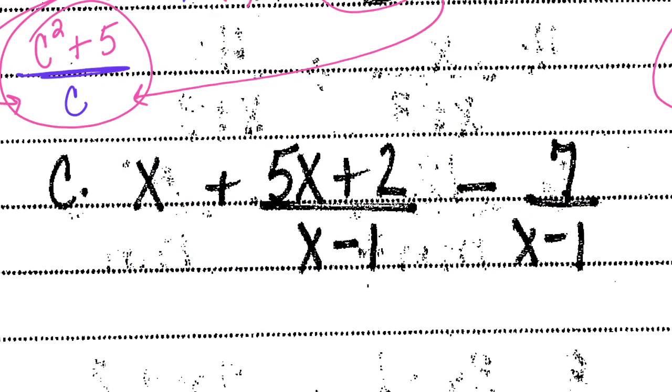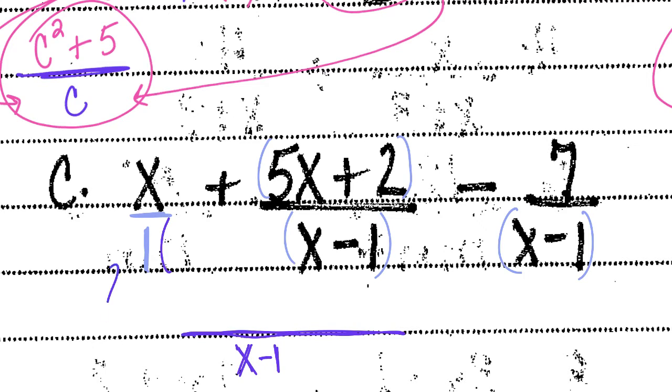All right, it looks like we're getting a little tougher. Now I have x, which again, I know this x is just x over 1, plus 5x plus 2 over x plus 1. Again, I like to keep my binomials together, so I know they have to stay together. Minus 7 over x minus 1. So what do you think the common denominator is? I think it is x minus 1 as well. So to get from 1 to x minus 1, I'm just going to multiply by x minus 1. And again, it has to be x minus 1 over x minus 1.